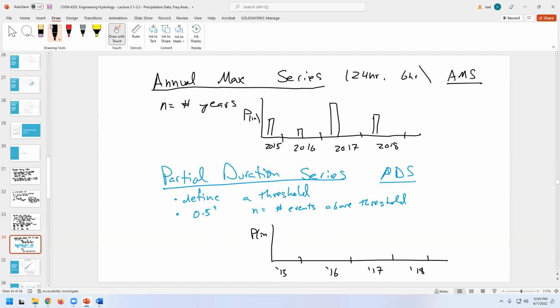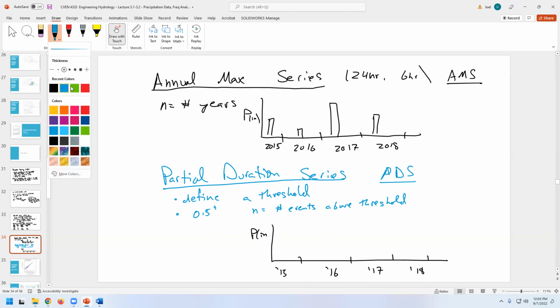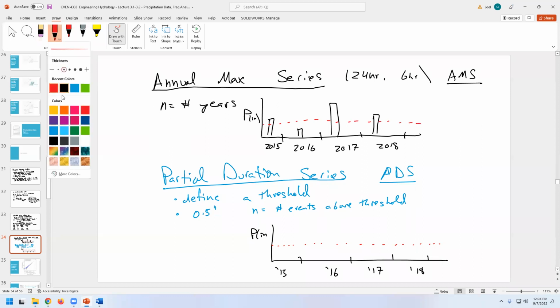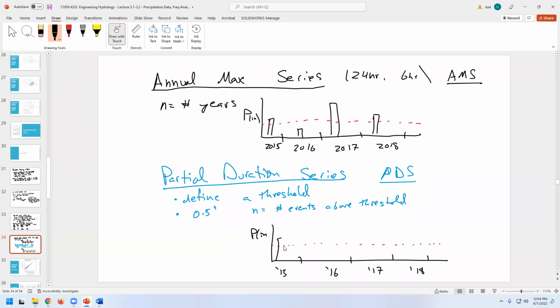And now we could have many different storm events. So here's, let me draw that threshold at 0.5 inches. Say this is the threshold, 0.5 inches. Each year, for the AMS, we'll take whatever the maximum is, above or below 0.5, it doesn't matter. But now we've got this event, but we could also have this event, right? It's not the maximum, but it's right next to it.